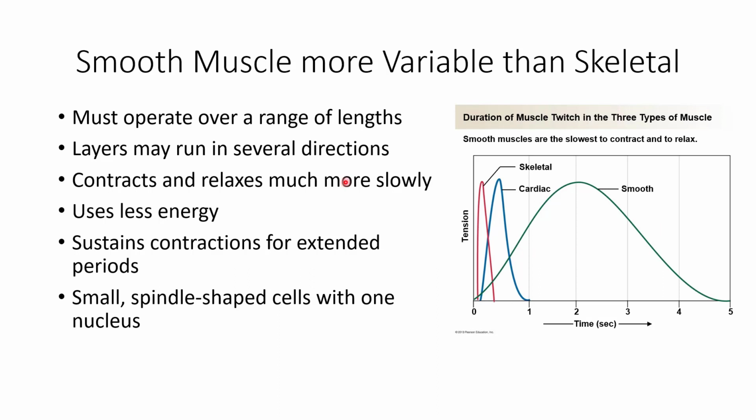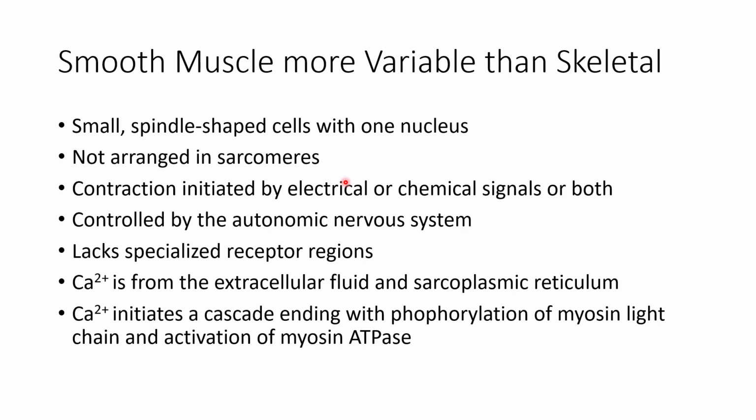And then if we look at the cells themselves, unlike, say, skeletal muscle cells that are very large and have multiple nuclei, here our smooth muscle cells are small. They're generally that spindle-shaped cell, and they only have a single nucleus. They're not arranged in a sarcomere format. They don't have that same skeletal muscle structure.